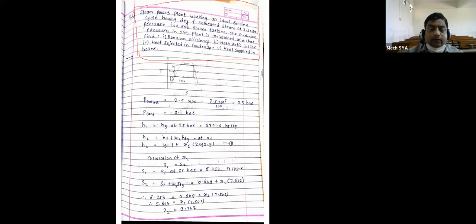I will guide for this numerical and next you solve. So only we have to calculate H1, H2, H3, H4, depending on the steam condition. What kind of steam we are supplying to the turbine? H3, H4, H2 are common points. Only H1 depends on the steam, maybe superheated or maybe dry and saturated.